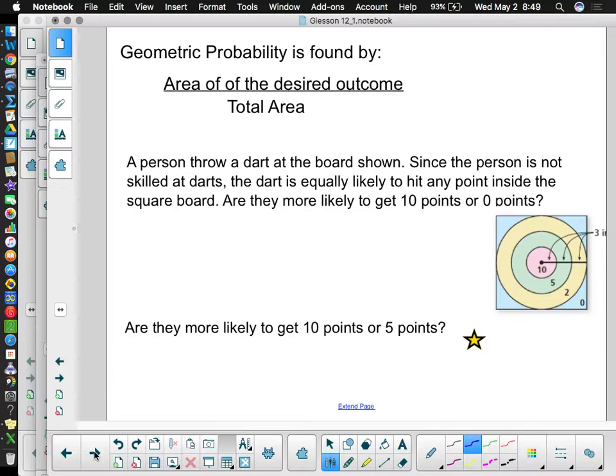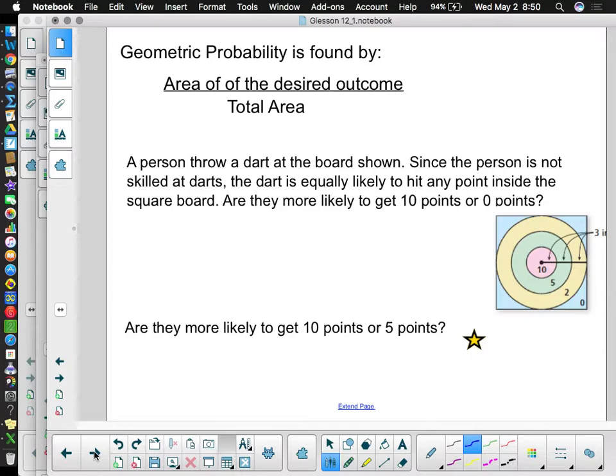Geometric probability is very similar to what we were just doing. Geometric probability is found by taking the area of the desired outcome over the total area. So with geometric probability, instead of doing a sample space, listing all the possible outcomes, we use areas or sometimes lengths to determine a probability. In other words, it's still desired area over total area, or desired length over total length. It could be desired volume over total volume, any measurement like that. But now we're using our geometric concepts to do that.